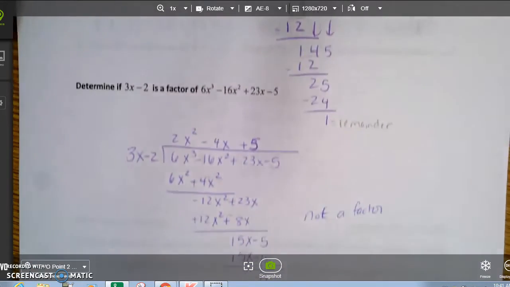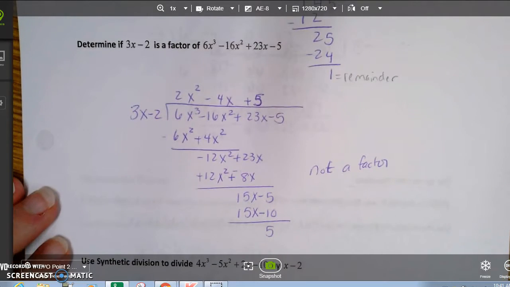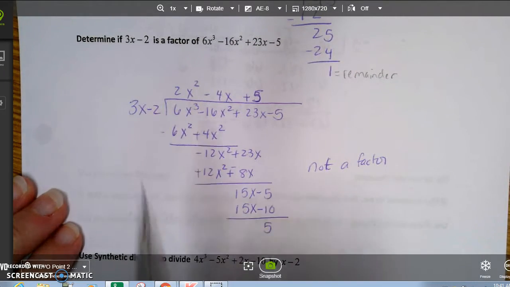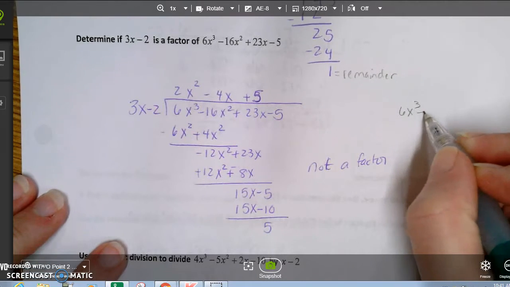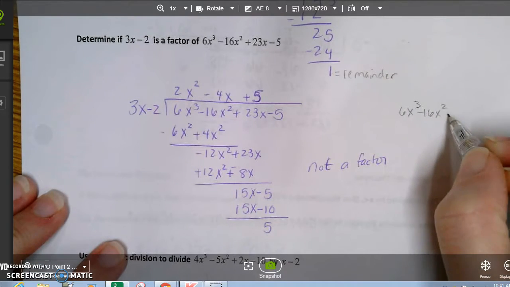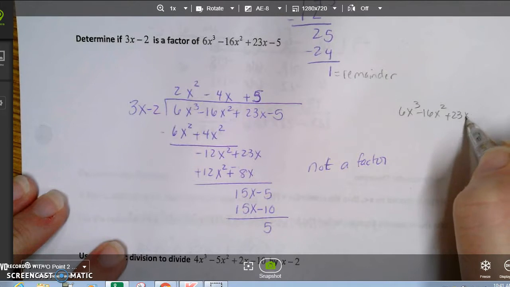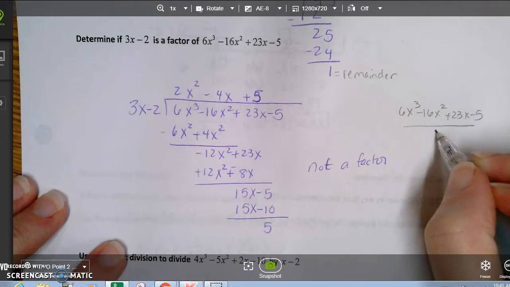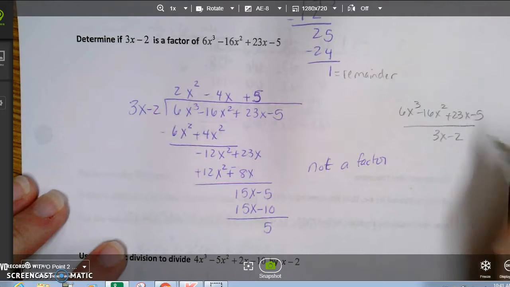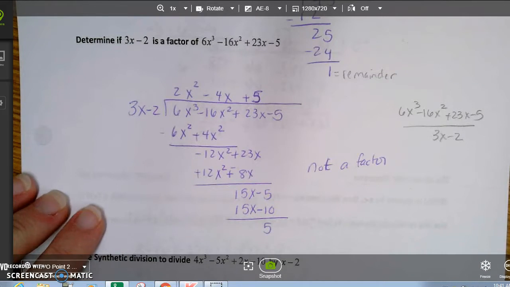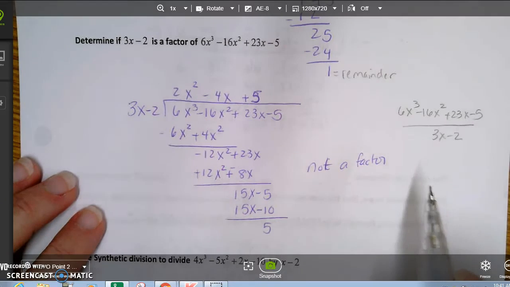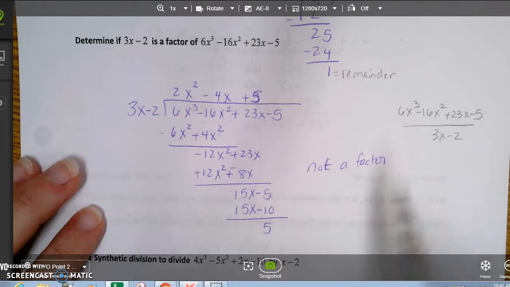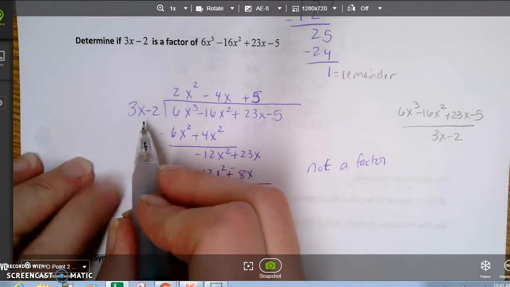Okay, so here's another example. If I divide using long division and I have polynomials, so basically I'm saying, what is 6x cubed minus 16x squared plus 23x minus 5 divided by 3x minus 2? Okay, so what we're wanting to know is, can I divide this evenly? If I factored the top, would this be a factor? And so we're going to do that by long division again.